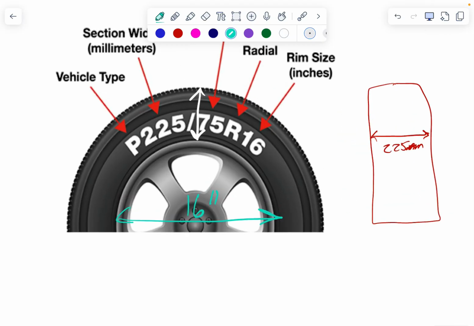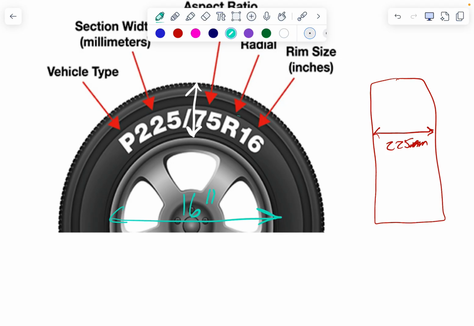And like bigger vehicles, the radius of your rim would be bigger. 16, like my truck is 20. What do you drive? So it's probably 18 maybe. Okay.